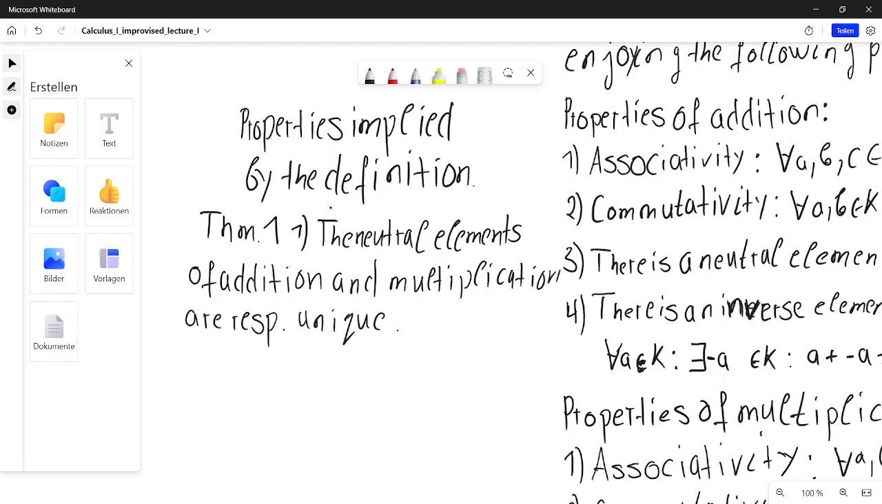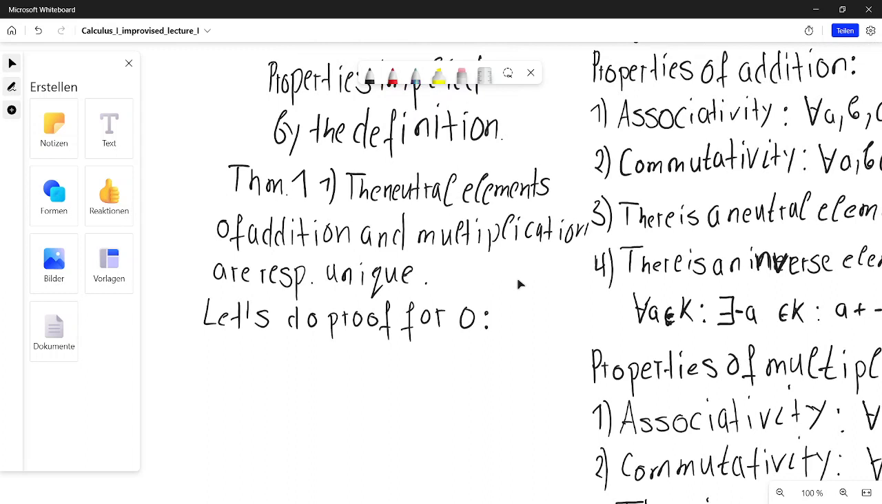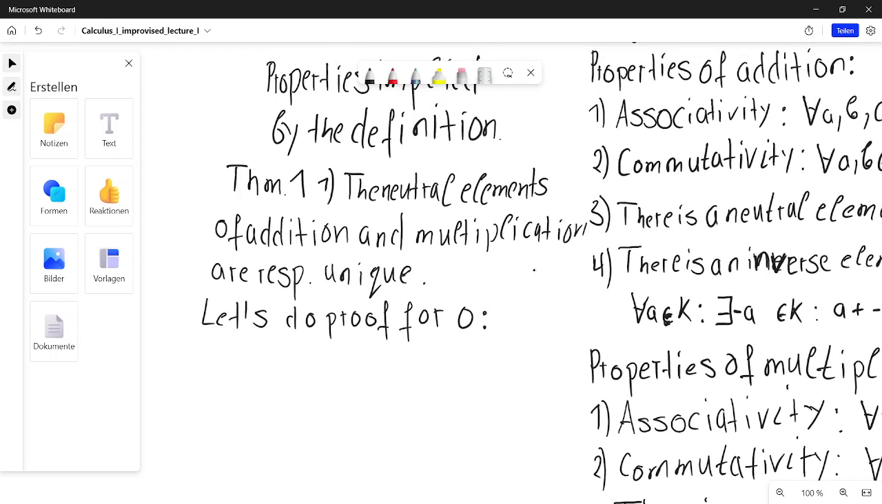Let's give a little proof so that you see a little how the reasoning works in this framework. Let's do proof for 0. That is the uniqueness of the neutral element of the addition. And proof for 1 you can do then yourself if you will have the need for that. I mean, if you want to see how it goes immediately from the proof for 0, because it goes the same way.